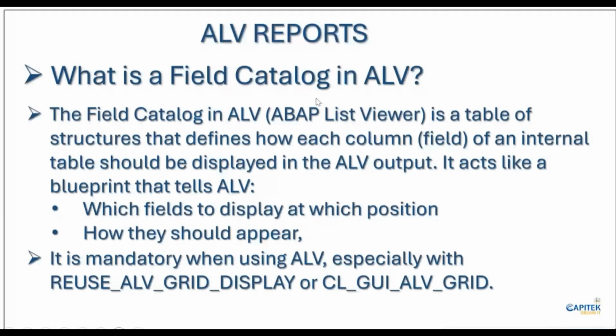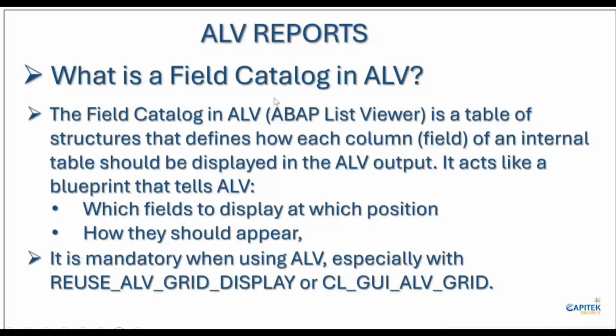This field catalog will contain the fields which we need to display in the output. In this field catalog, you will tell what field has to be displayed and what its position is. Should it be in the first, second, or third position? And how should the text be displayed in the output? What should be the column name in the output? Likewise, you have many properties available with respect to the field catalog.